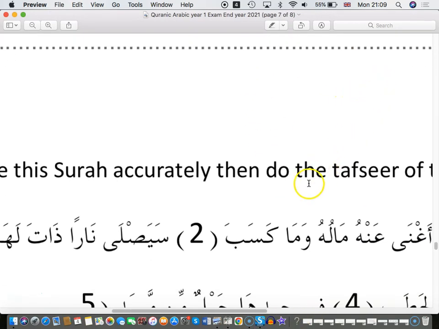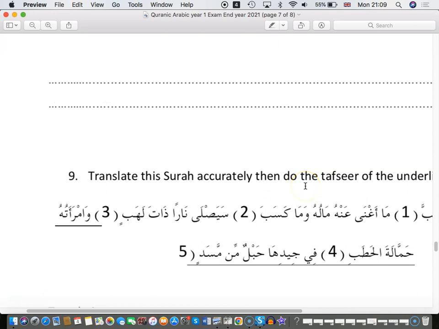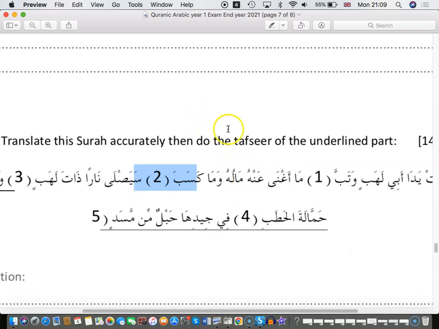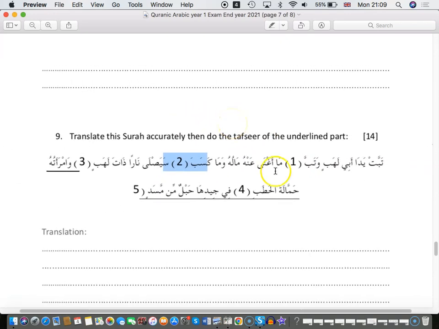Okay, next. Now this is the last question. Translate this surah accurately. And when I say accurately, I want you to translate as accurately as possible. The more accurate I find your translation, the more marks you get. And then do the tafsir of the underlined part.